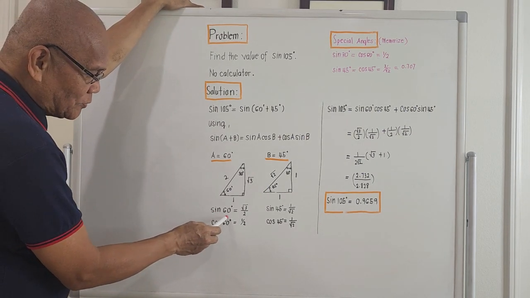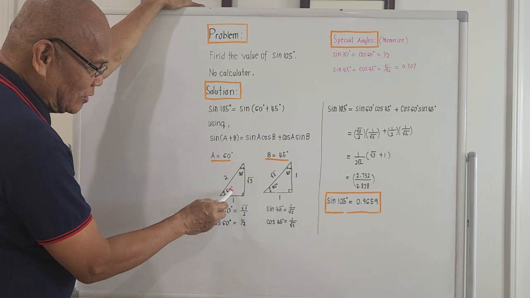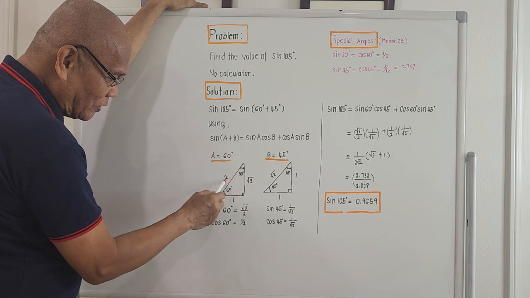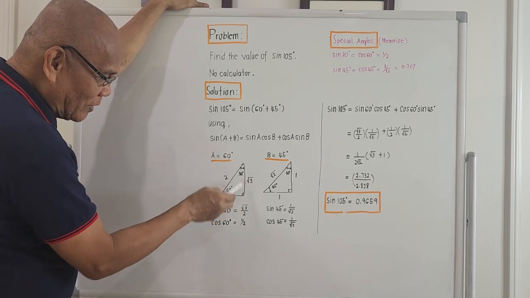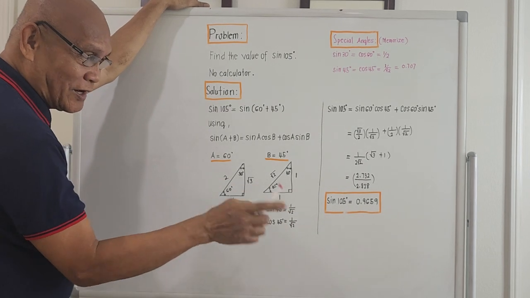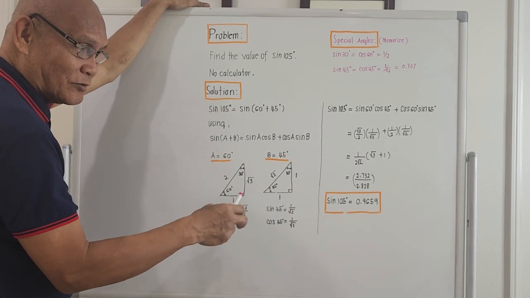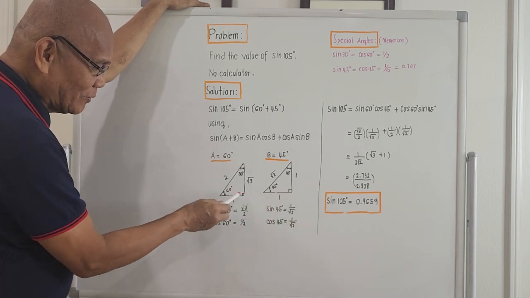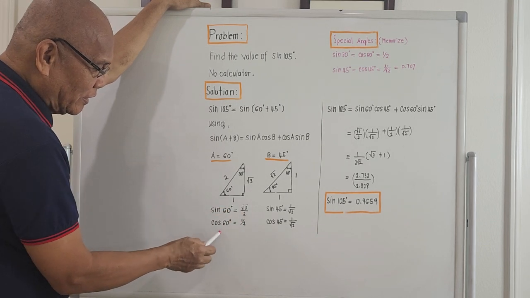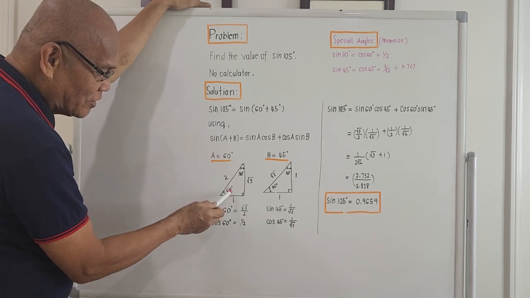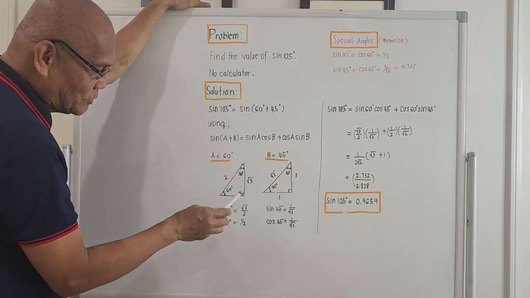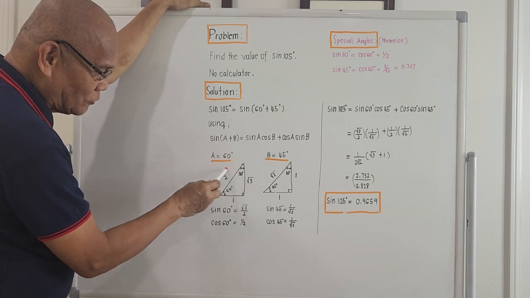From the first right triangle, we could take the value of sine of 60. Sine of 60 will be the opposite side of 60 over the hypotenuse, which is square root of 3 over 2. Because we don't have a calculator, we derive the value from the resulting two right triangles. And cosine of 60, considering this 60 degrees, the adjacent side over the hypotenuse is 1/2.